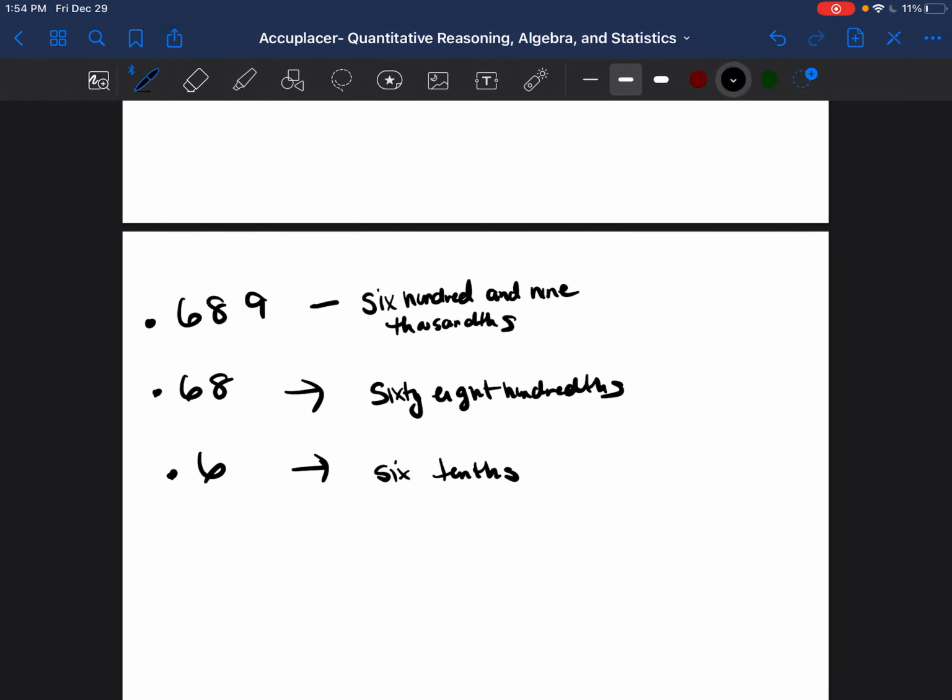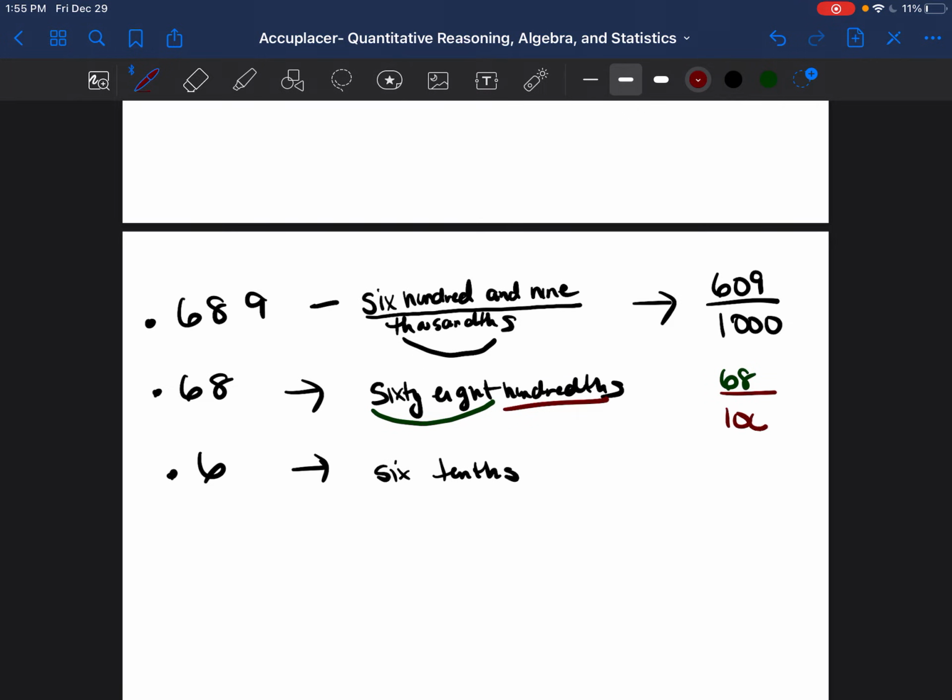And let's see how easy it is to put into a fraction. We take the word number 609 and we put it on top. And then we put the place value word thousandths on the bottom. We have a fraction. Okay, 68 hundredths. We put the number word on the top, 68. We will put the place value word on the bottom, 68 over 100.